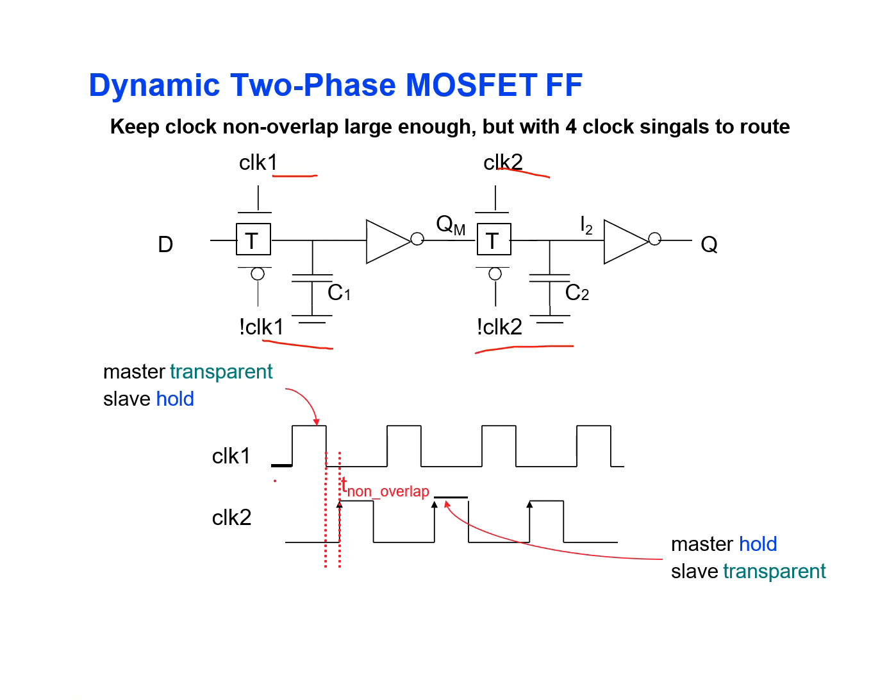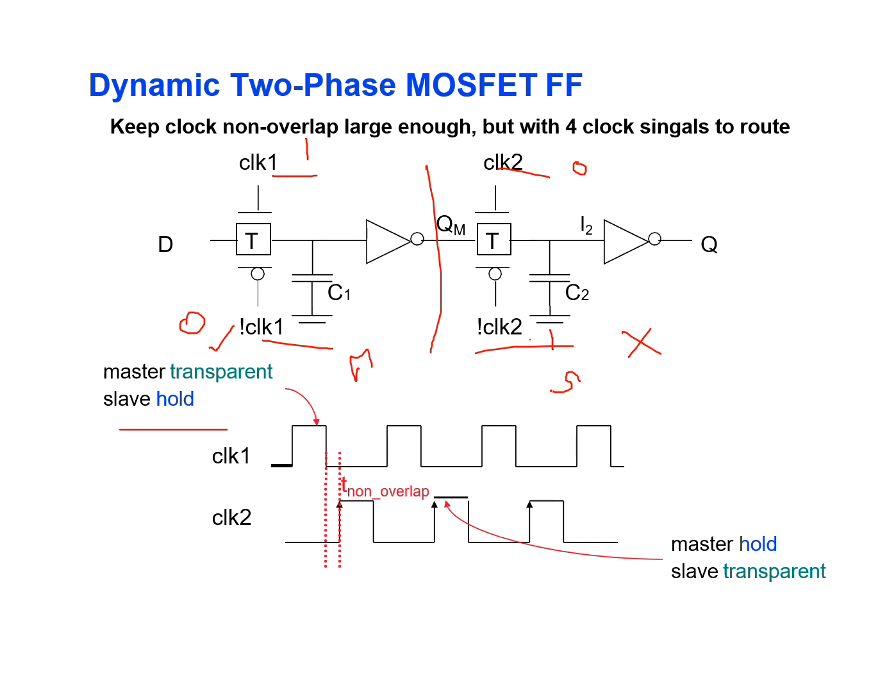So in this case, when clock 1 is 1, my clock 1 bar is 0, which makes the master transparent and the slave hold at that time. When the master is on, my slave should be off. At that time my clock 2 should be 0 and clock 2 bar should be 1. This makes the second transmission gate off and the first transmission gate on. Now it works: your master is transparent. This is your master side and this is your slave side. Now your master is transparent and the slave is in hold condition.